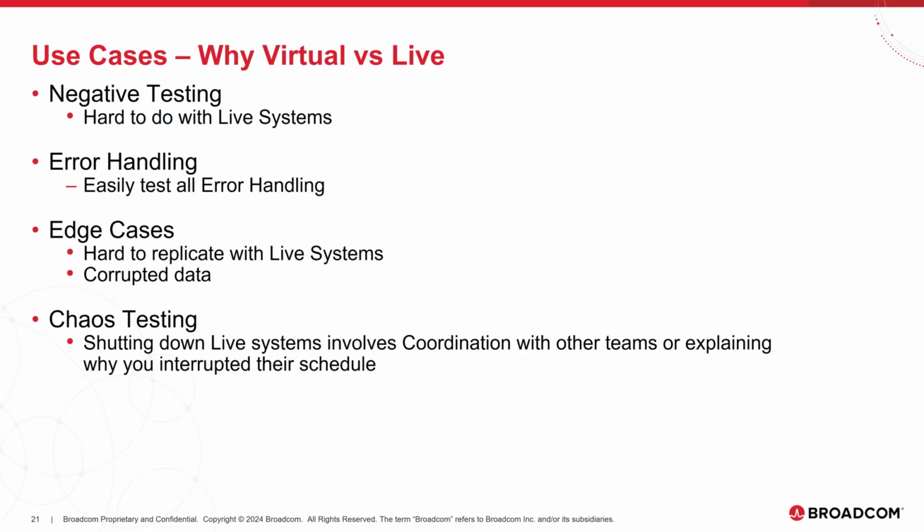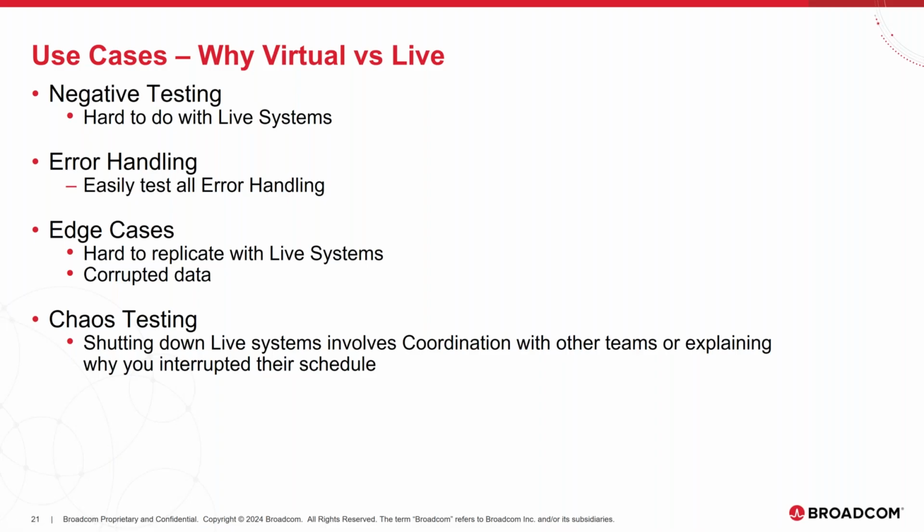And negative testing, where it doesn't send anything back at all, or corrupted data, edge cases. Those are hard to replicate with live systems. And chaos testing: what happens when a dependency goes down?